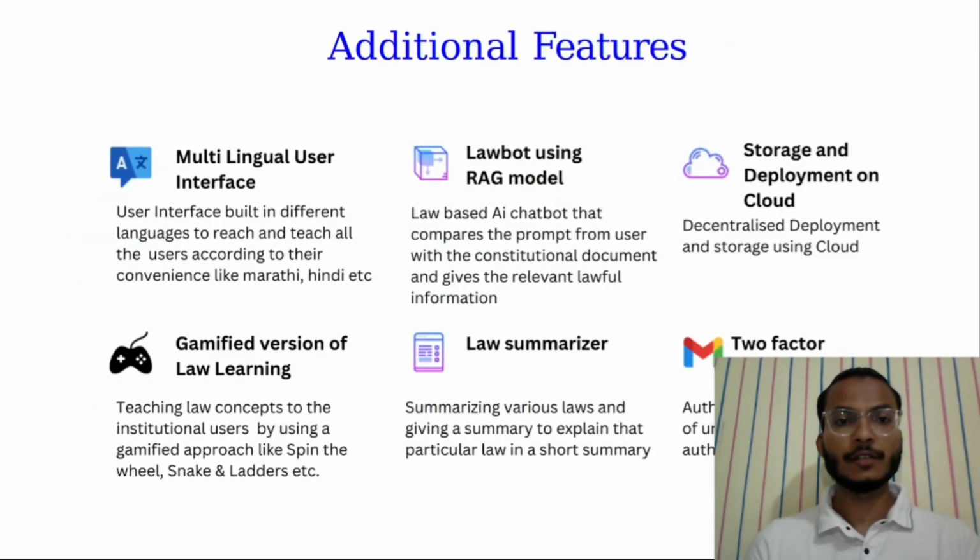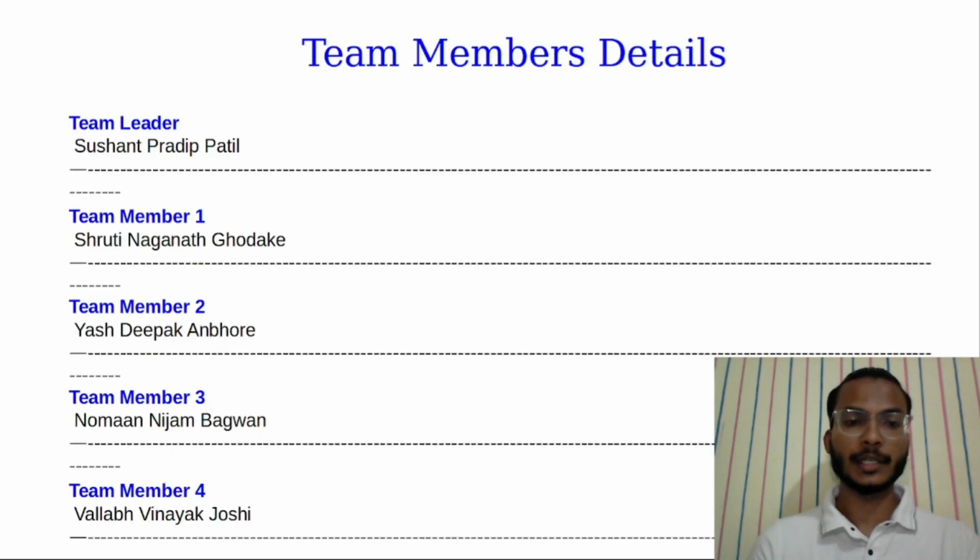Talking about the additional features, we are using a multilingual user interface for every common user in our country to get educated about the constitution of our country. The second part is the law bot using a RAG model, which is basically a chatbot related to the laws of a country. Then storage and deployment on the cloud, two-factor authentication, law summarizer, and a gamified version of law learning.